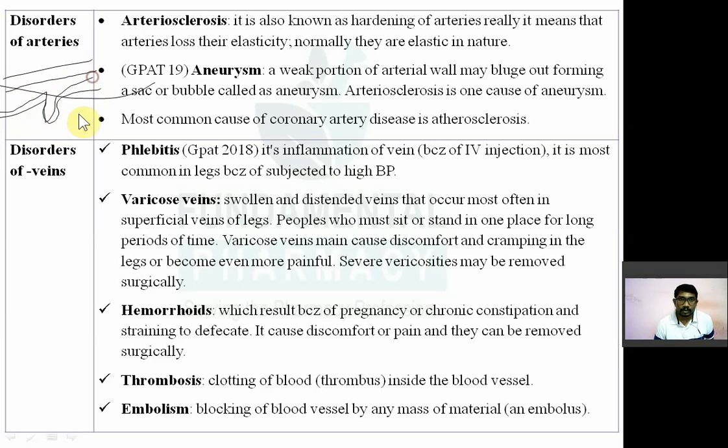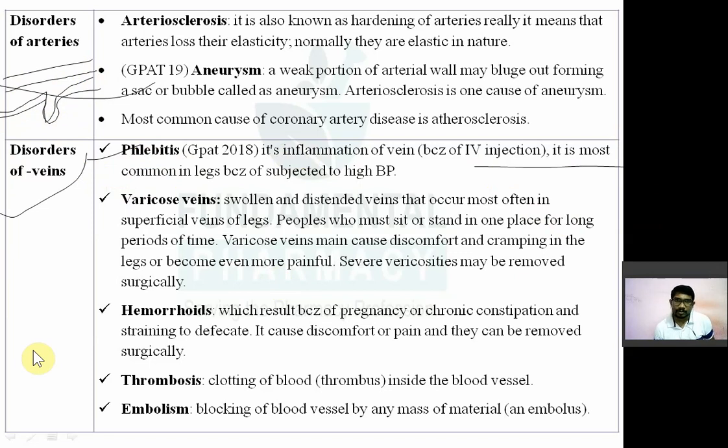Now, disorders of veins. The first one is phlebitis. Again, this was a question in GPAT 2019. What is meant by thrombophlebitis? It is the inflammation of a vein due to intravenous injection. It is most common in the legs because they are subjected to high blood pressure.